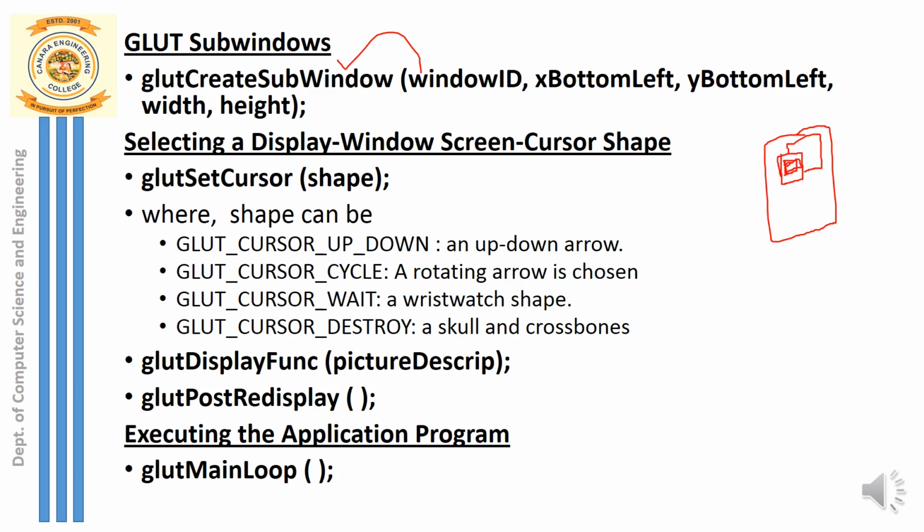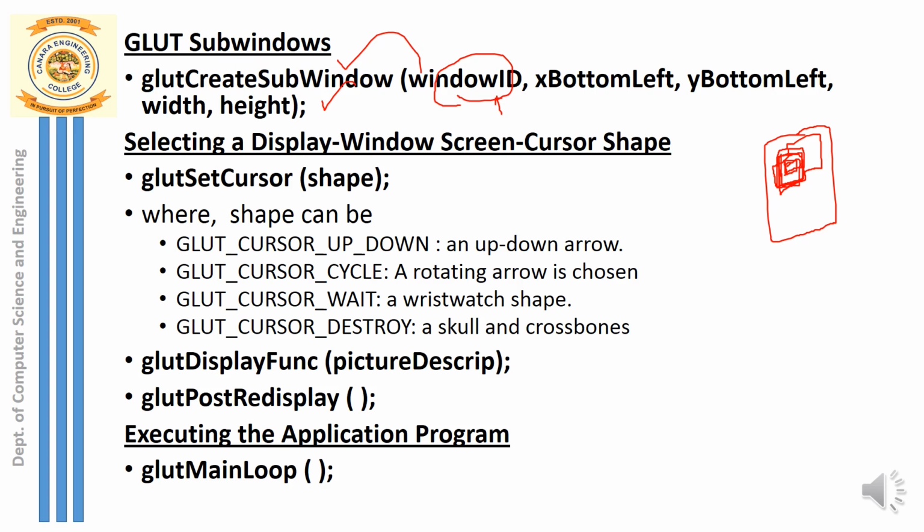So how do I do that? I can just use the OpenGL function glutCreateSubWindow, and inside that I need to pass a few parameters. What is it? The first parameter is the window ID. Which display window you have chosen to create a sub window in, that display window's ID you're supposed to pass as the first parameter. So the window ID of the display window which is currently running, or which you have chosen, you should pass.